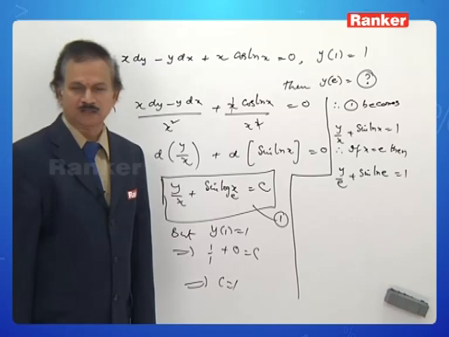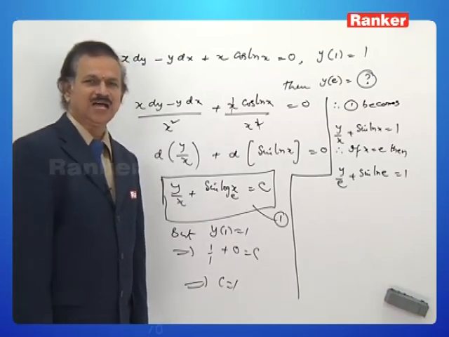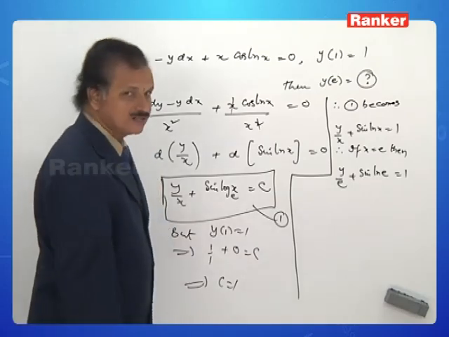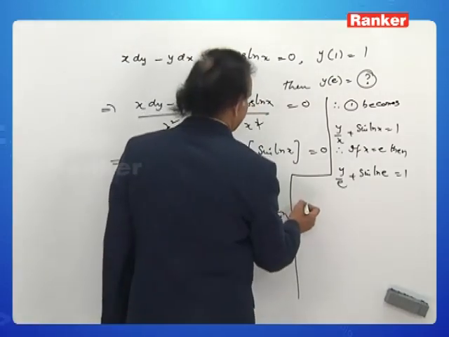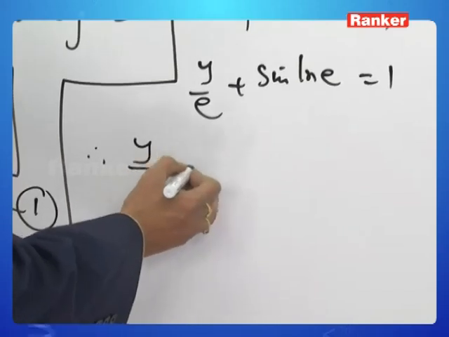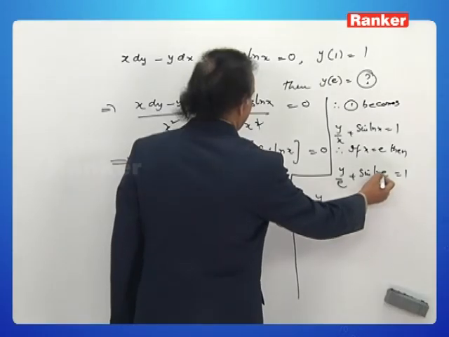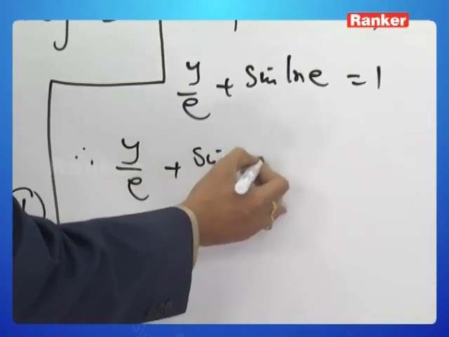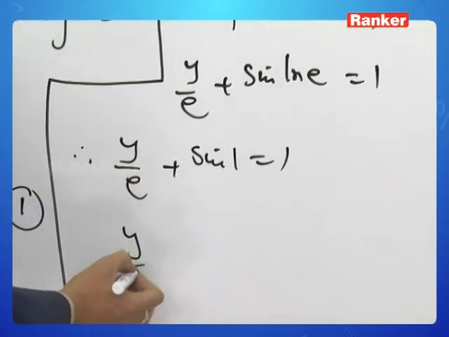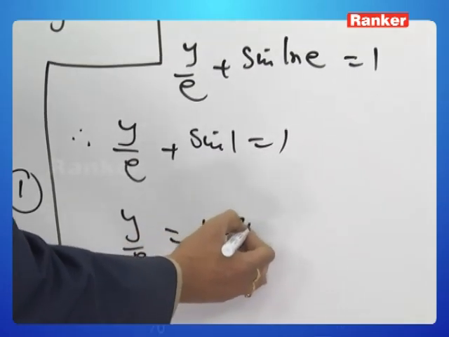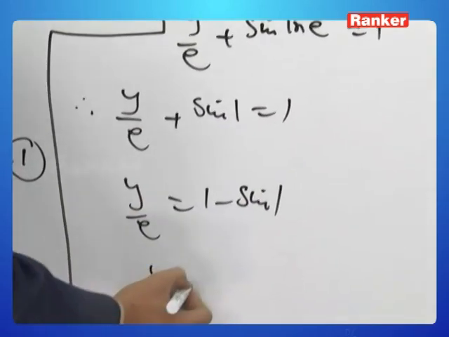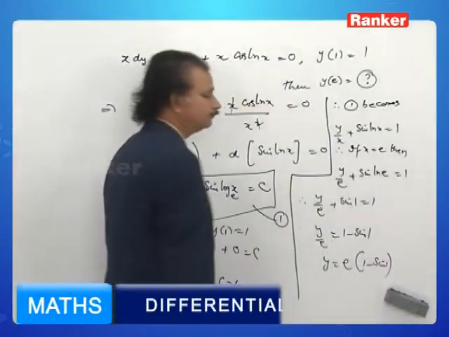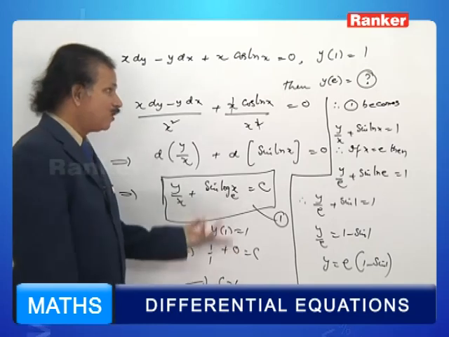What is ln e? Log e to the base e is 1, isn't it? Therefore, y/e + sin(log e to the base e) is y/e + sin 1 = 1. Therefore, y/e = 1 − sin 1, or y = e(1 − sin 1). That is y at e.